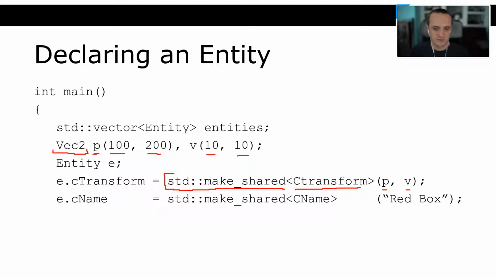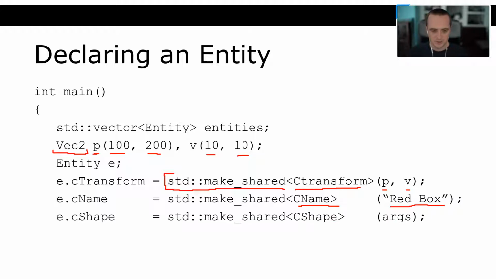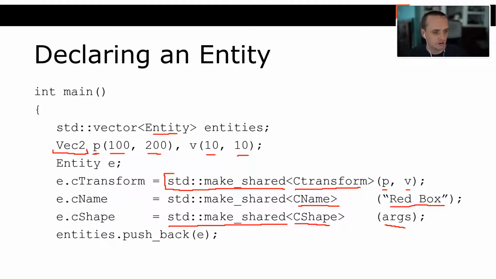If I want to set, for example, let's say the entity has a name, then I can set the name of the entity. I can just directly call the variable. So I can say e.cname equals standard make shared cname, and then pass in the constructor variable of cname, which is a string. If I want to set up the shape, then I can say entity.shape equals standard make shared c shape, and then I'll have some arguments, okay? Then, once I've got that constructed, I can add that entity to the vector of entities, okay? Then, if I have a bunch of systems, then I can say do stuff with the entities.